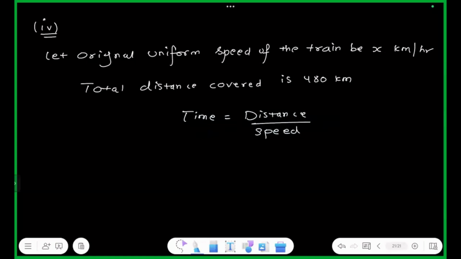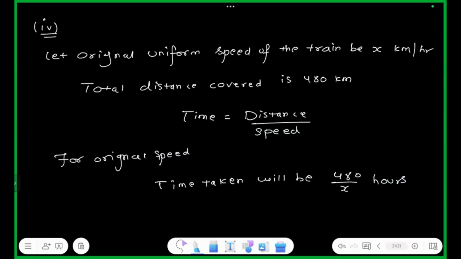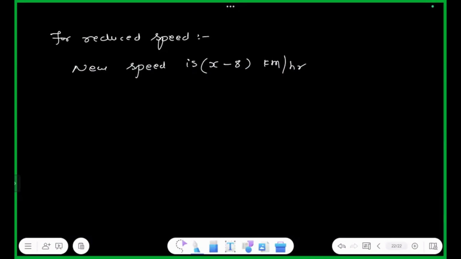The first scenario, time taken by the train at its normal speed will be what? Distance means 480 upon speed x. Okay. So for scenario 1, means for original speed, time taken will be 480 upon x hours. Write down this much. Okay. So for reduced speed, if the speed is 8 kilometer less, the new speed will be x minus 8 kilometer per hour.